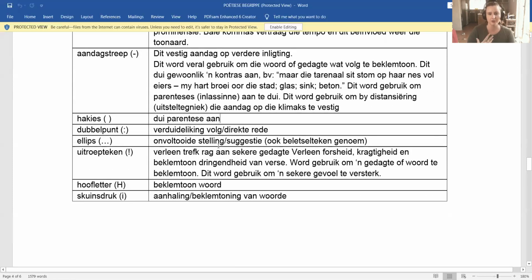Uitroepteken is like when I shout. So it's like, pay attention, I'm shouting at you. Or whoa, it's indicating a sound. If there's a capital letter, it either is a eienaam or it's emphasizing a word. And if it is skynsgedruk, italics, it means that it's either a quotation or an emphasis of certain words.